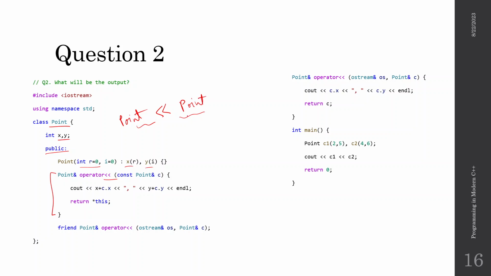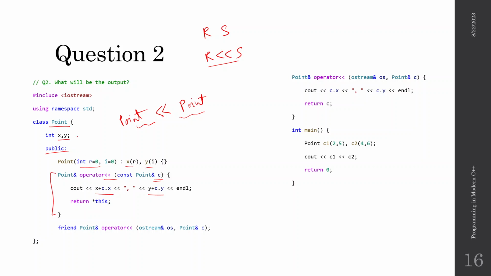So let us say that we have 2 points, r and s. It will be something like r output stream s. Anyway, let's see the behavior. It takes this point c and it prints x plus cx and y plus cy. So now what is this x and y?